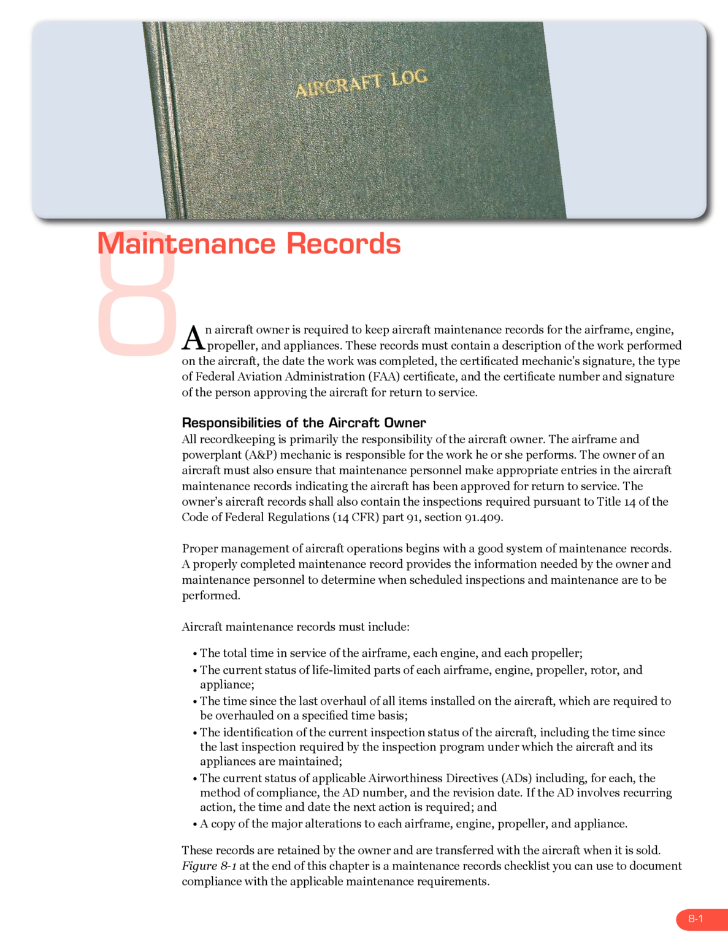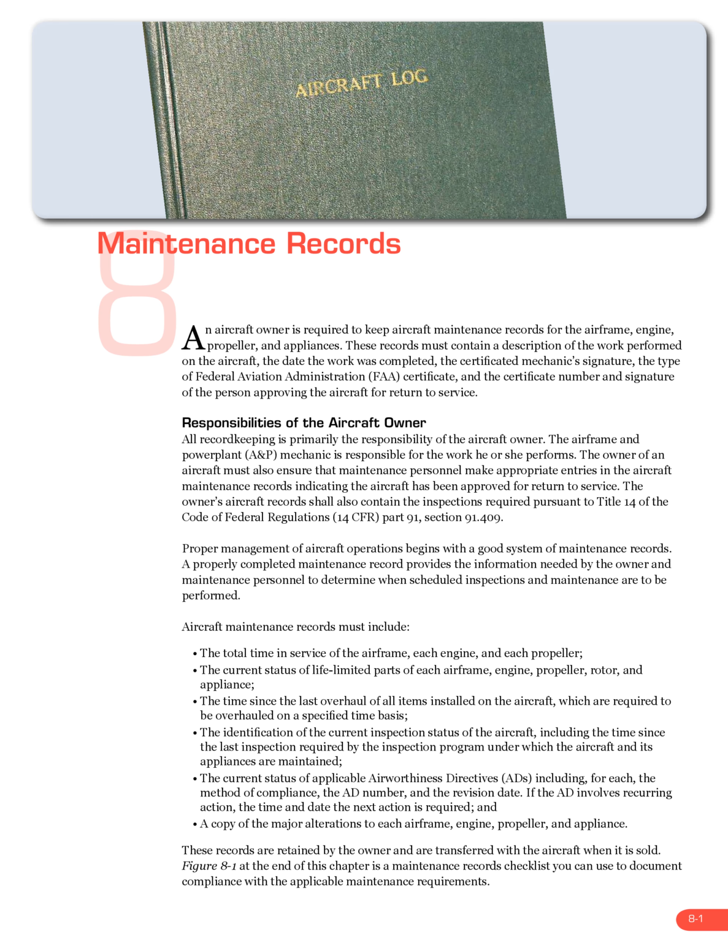Responsibilities of the aircraft owner. All record keeping is primarily the responsibility of the aircraft owner. The airframe and powerplant (A&P) mechanic is responsible for the work he or she performs. The owner of an aircraft must also ensure that maintenance personnel make appropriate entries in the aircraft maintenance records indicating the aircraft has been approved for return to service. The owner's aircraft records shall also contain the inspections required pursuant to Title 14 of the Code of Federal Regulations, 14 CFR, Part 91, Section 91.409.